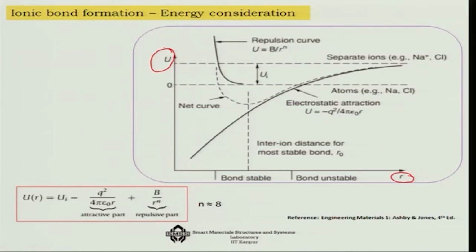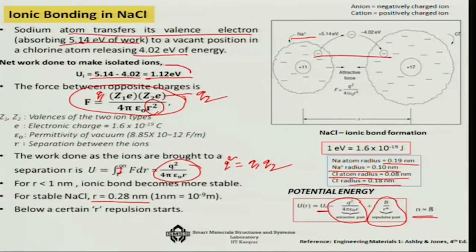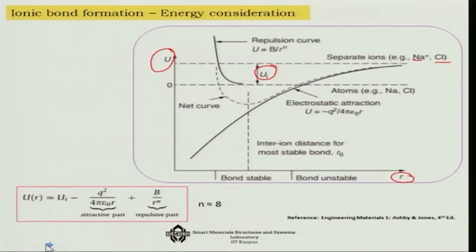On one hand, we have the separate ions, sodium plus and chlorine minus, and they have an internal energy already. We said that the UI in this case was somewhere around 1.12 electron volt. That is the initial energy in the system, where the whole system starts its journey. Sodium and chlorine are very far away, and then they come closer and closer.